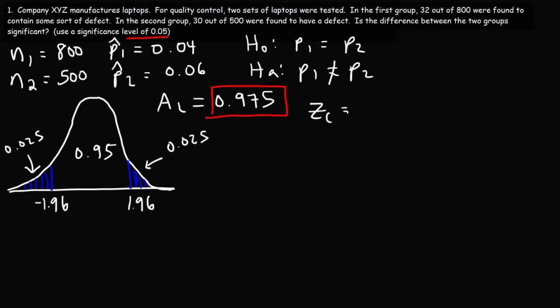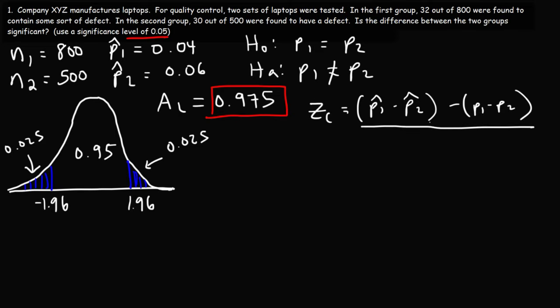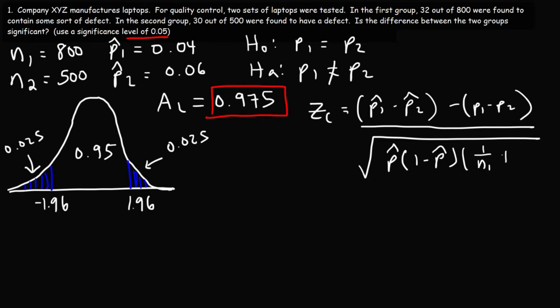The calculated z-value when dealing with a difference of two proportions is going to be p hat 1 minus p hat 2. Those are the sample proportions that we have here. And this is minus (p1 minus p2), the population proportion difference, divided by the square root of p hat, the pooled proportion, which we'll talk about how to get, times 1 minus p hat, times (1 over n1 plus 1 over n2).